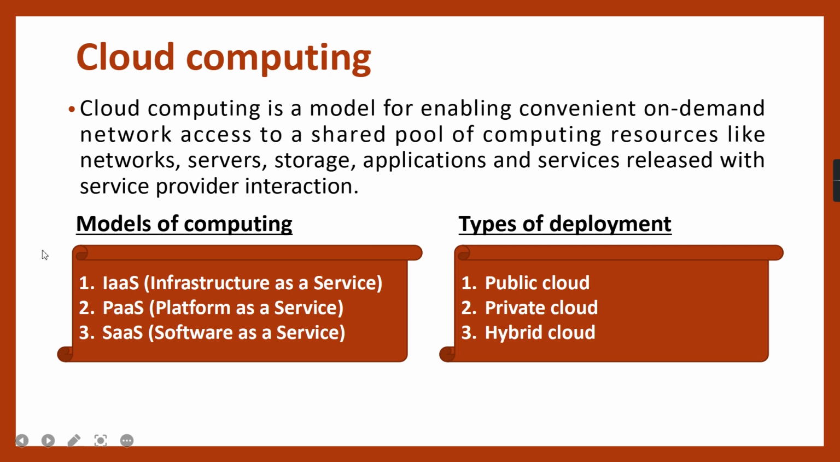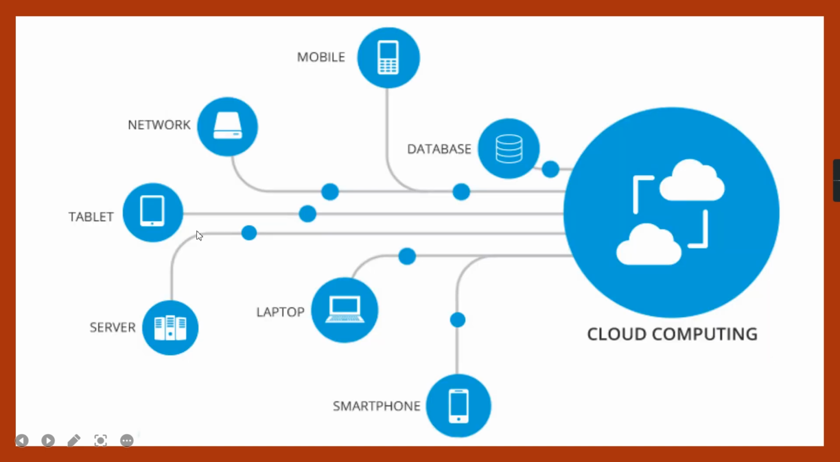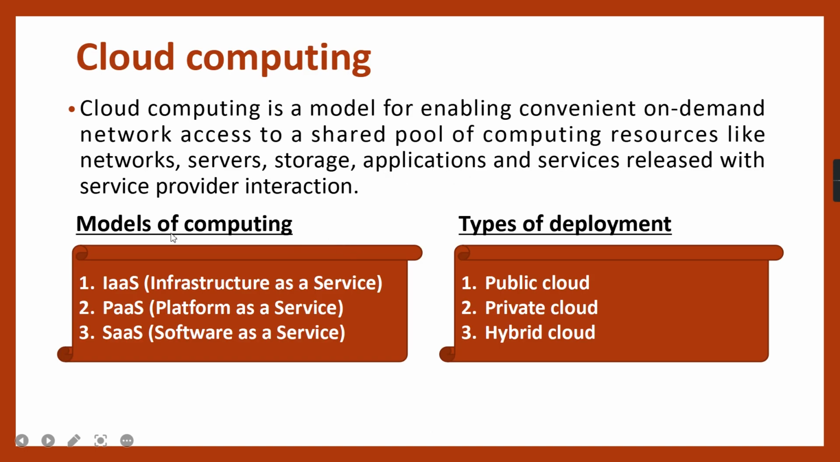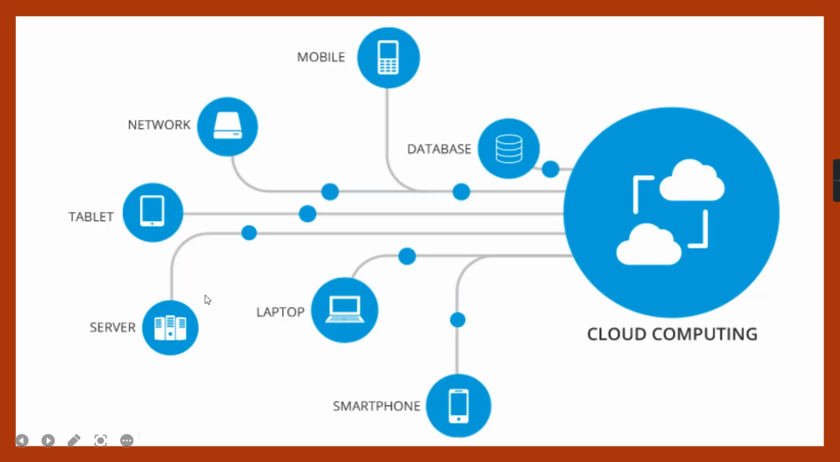But before that, we shall see the types of deployment. These are the types of deployment: public, private, and hybrid. If we commonly use Google Drive, that comes under the example of public cloud. Then let us study models of computing. Now, pay attention to this. As I told you, Gmail comes under the example of end user. So these computing models are categorized as per the users.